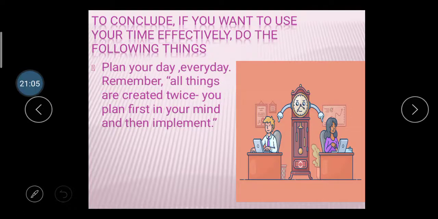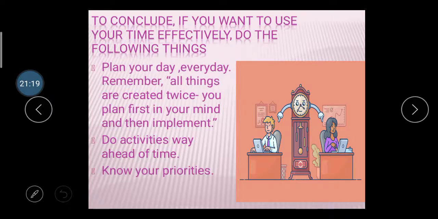Then do the activity way ahead of time. Without timing, your work cannot be completed, so you have to do the activity within your time. Then know your priorities. You have to divide your work according to priorities.